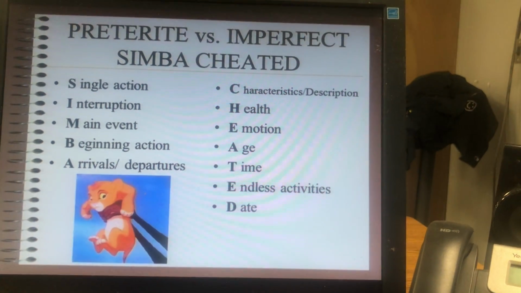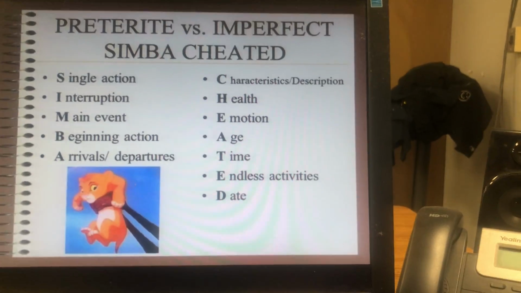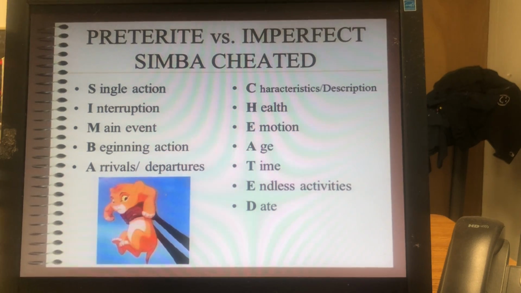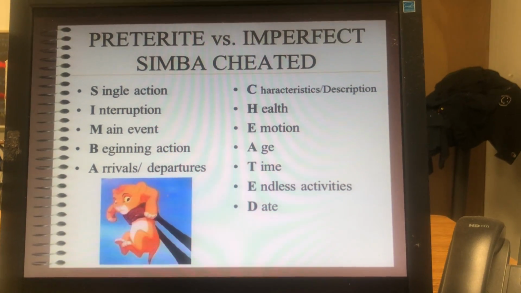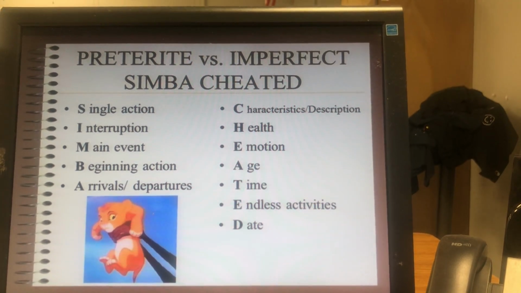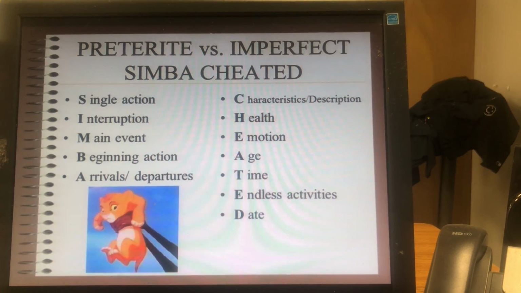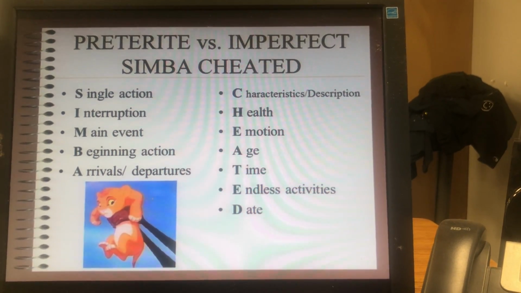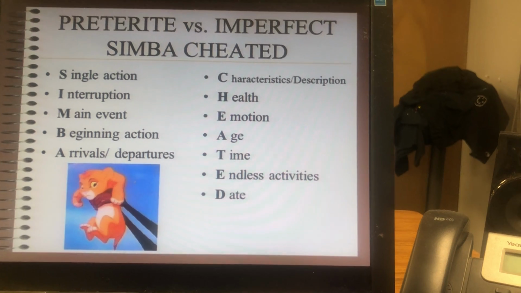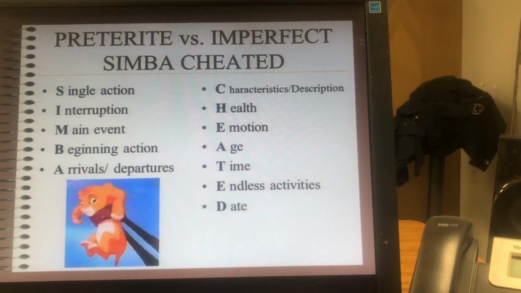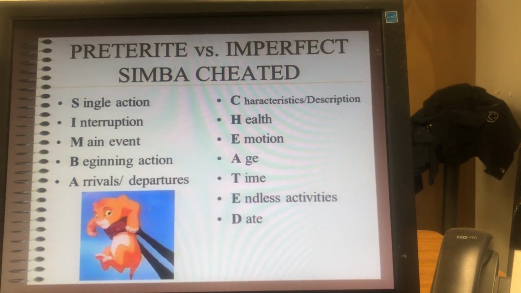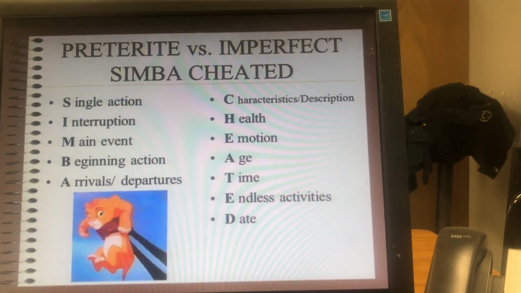Here's an image. There's no perfect way to teach the preterite versus imperfect. It sounds simple until you start to apply it in actual writing. So this image can help. They use Simba cheated. The Simba part is for the preterite. So a single action, the interruption, the main event, the beginning action, the arrivals and departures, okay? And the cheated is for the imperfect. It's for characteristics and description. So when you write your fairy tale, when you're describing the characters, you're going to be using the imperfect tense. Health, emotion, age, time, endless activities, and date.